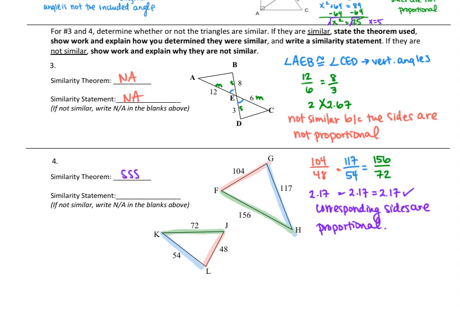And then my similarity statement, I'll start with a smaller triangle, so JKL is similar. So I started with JKL, so the green and red side, so that's going to be F. And then I went to the green and blue side, so that's going to be H. So it's going to be FHG would be my similarity statement.